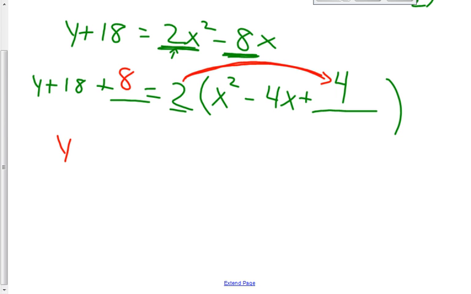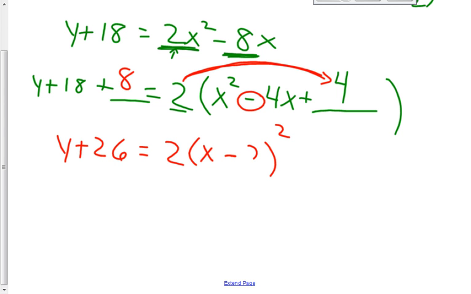So now you have y plus 26. That equals 2 times this binomial squared. It's going to be a negative sign because this sign right here is negative, and it's going to be x minus b divided by 2. 4 divided by 2 is 2.